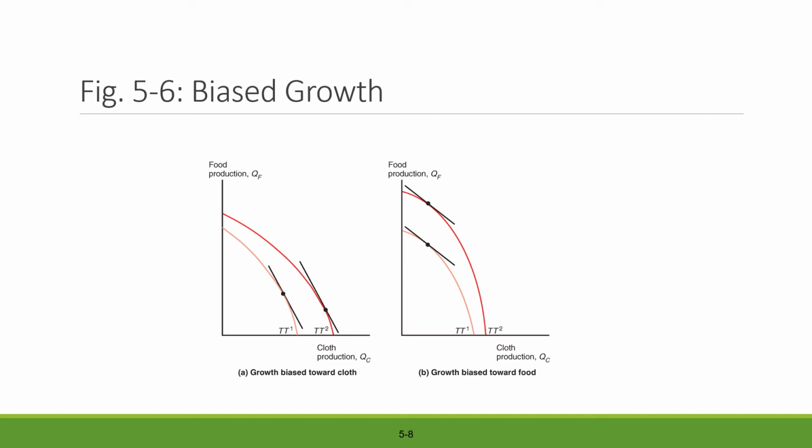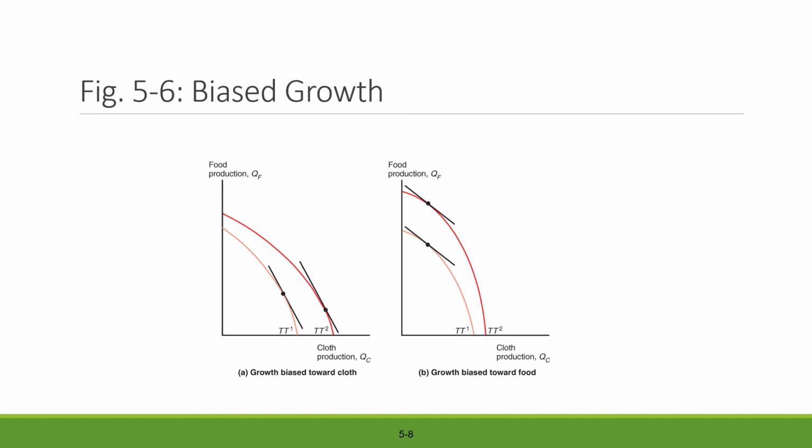Now, in the first graph, in graph A, we see a biased growth towards cloth. Maybe we have some new technology, new machinery, new equipment developed in the textile sector, so we are producing more cloth, but at the same time there is an improvement in food as well because of using some of the resources over there as well. And in graph B we see that food has substantially increased. There is a growth in the food sector and a little increase in the cloth sector.